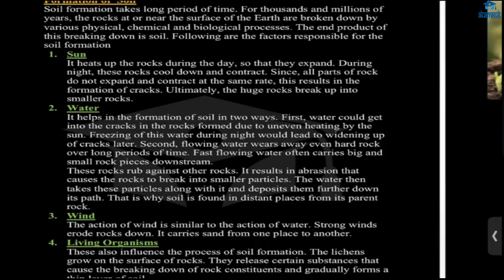Now, in the water, two ways. First, the cracks are already formed, so the water can get inside the rock, and during night it will freeze, and because of that, there will be more widening of the crack. And secondly, the water flows, so the hitting of water will break the rock over a long period of time, and this water will carry big and small pieces of rock downstream.